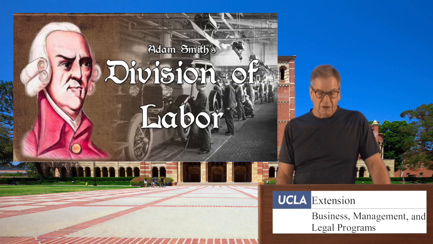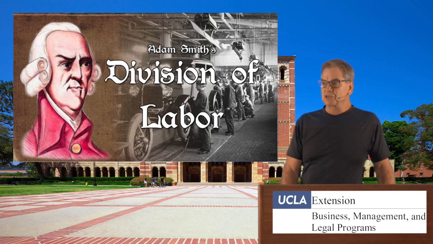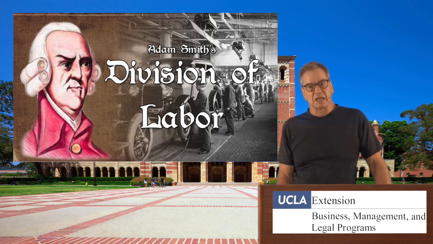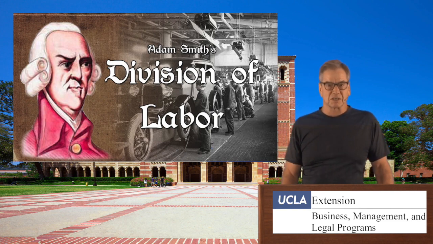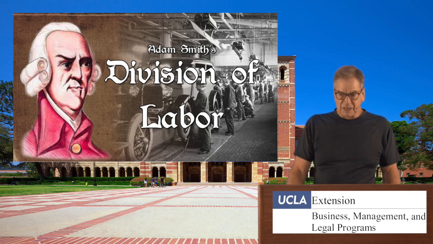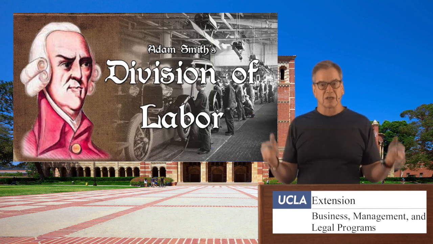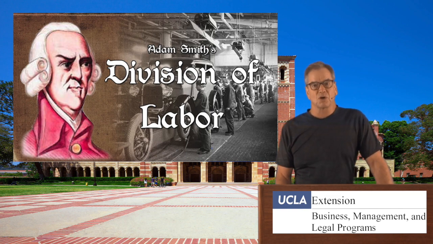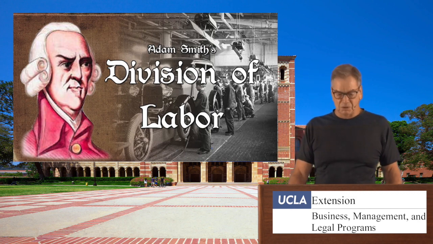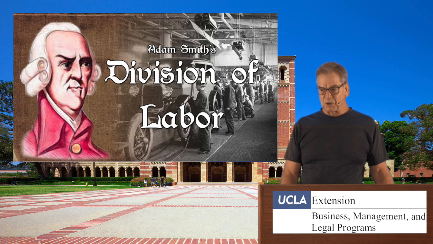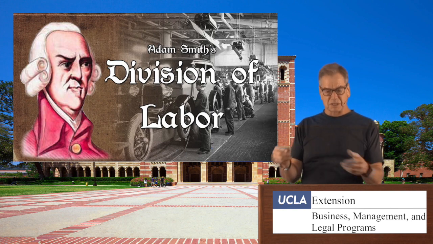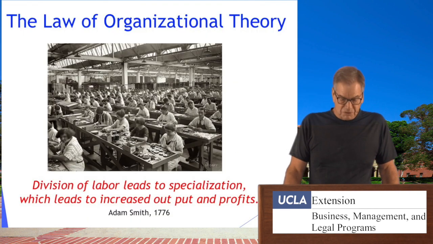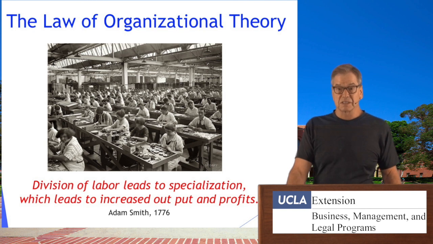When dealing with the subject matter of organizational structure, the first person who comes to mind is Adam Smith. He was the one who came up with the statement of division of labor leads to specialization, leads to increased output. And this is where the assembly line comes from. This trigger sparks the whole industrial era in world history: how to break things down into mechanical parts and assemble them with an assembly line. So he came up with what we call the law of organizational theory, which, by the way, is a final exam question.